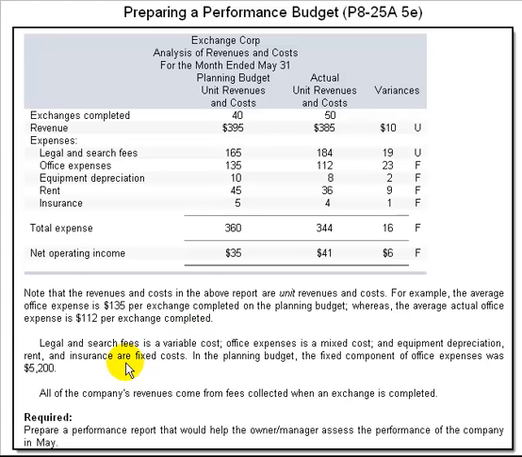Now, legal and search fees is a variable cost, so they tell us that up front. Office expense is mixed. Equipment depreciation, rent, insurance are fixed cost. In the planning budget, the fixed component of office expense was $5,200. So they're giving us little hints on what to do. All right, all of the company's revenues come from fees collected when an exchange is completed. That's another way of saying the revenues are variable, right? We only earn revenue when an exchange takes place.